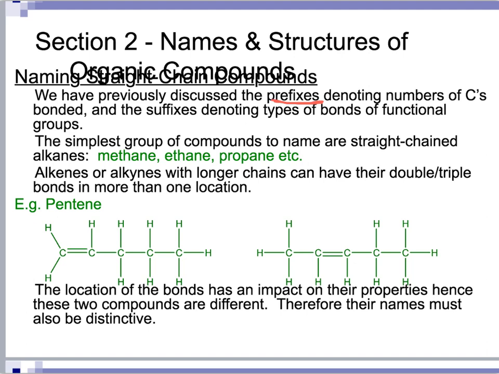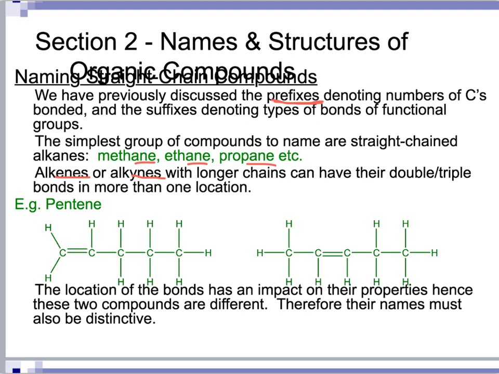Then we can use the suffixes to tell us the type of bonds or functional groups. So if you remember, an alkane with single bonds ended in ane. So the simplest group of compounds are our straight chain alkanes, methane, ethane, propane, and so forth. We can also use ene for an alkene and yne for an alkyne.